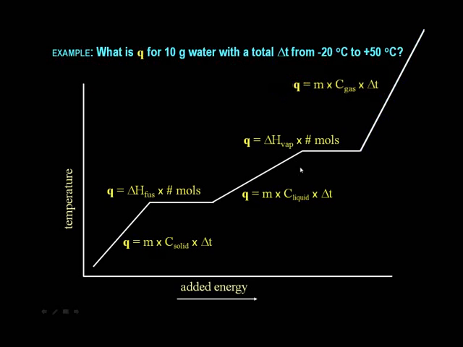Alright, so let's take a look at an actual problem. What is the total energy for 10 grams of water with a total change in temperature from minus 20 to plus 50? Now, I always told my students the best thing you can do is identify where you are on the graph. If I'm at minus 20, water freezes right here, or melts right here. So if I'm at minus 20, this is 0, I'm going to be down here. And if I get to 50, I'm going to be halfway between melted and boiling, so I'm going to be right here. So I want to calculate my energy starting here and going all the way up to here.